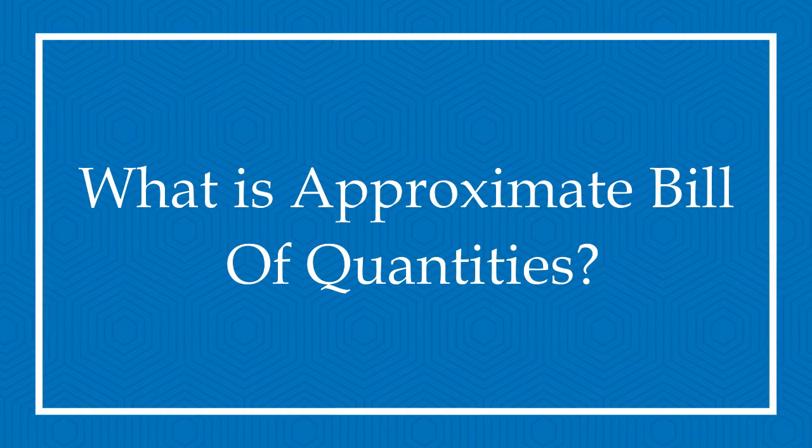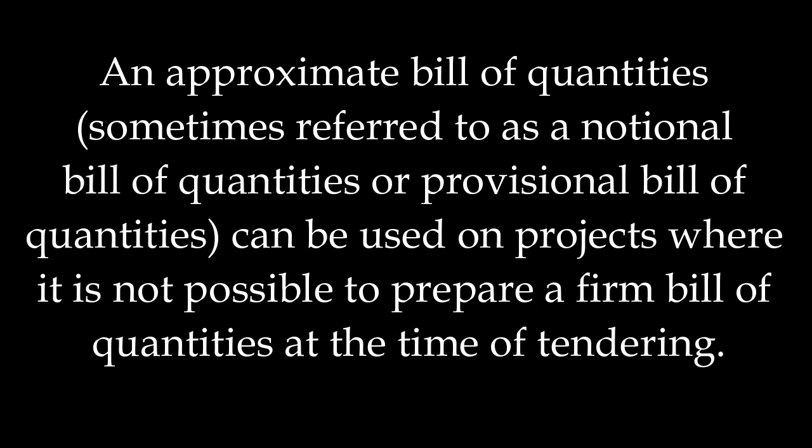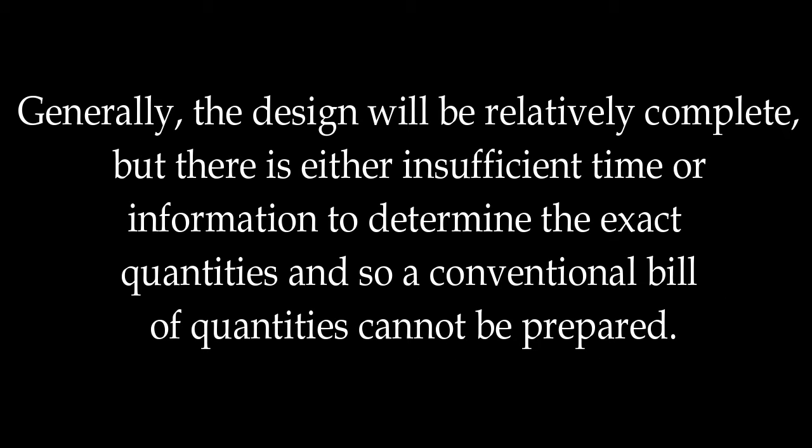What is an approximate bill of quantities? An approximate bill of quantities, sometimes referred to as a notional bill of quantities or provisional bill of quantities, can be used on projects where it is not possible to prepare a firm bill of quantities at the time of tendering. Generally, the design will be relatively complete, but there is either insufficient time or information to determine the exact quantities, and so a conventional bill of quantities cannot be prepared.